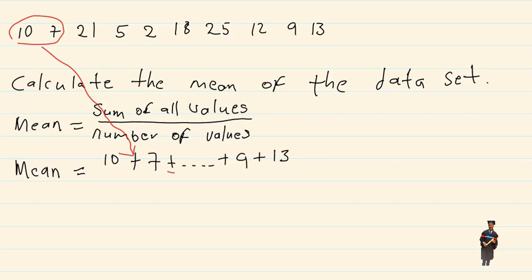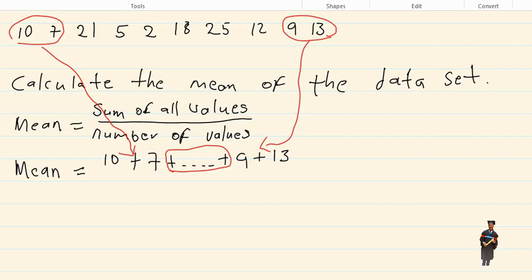Please do not omit this plus dot dot dot plus. I will tell you why. You must not leave it out. Do write the plus dot dot dot plus. I will explain. Then I take the last two, as you can see here. So please make sure that you do not omit this plus dot dot dot plus.